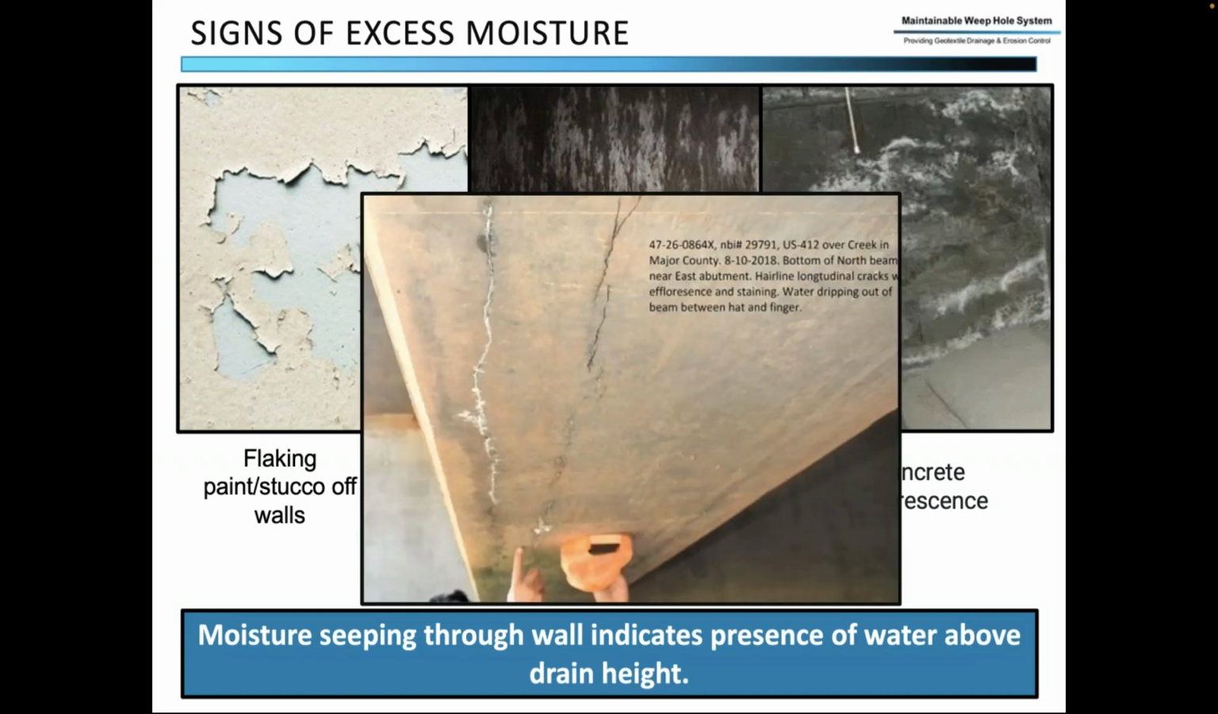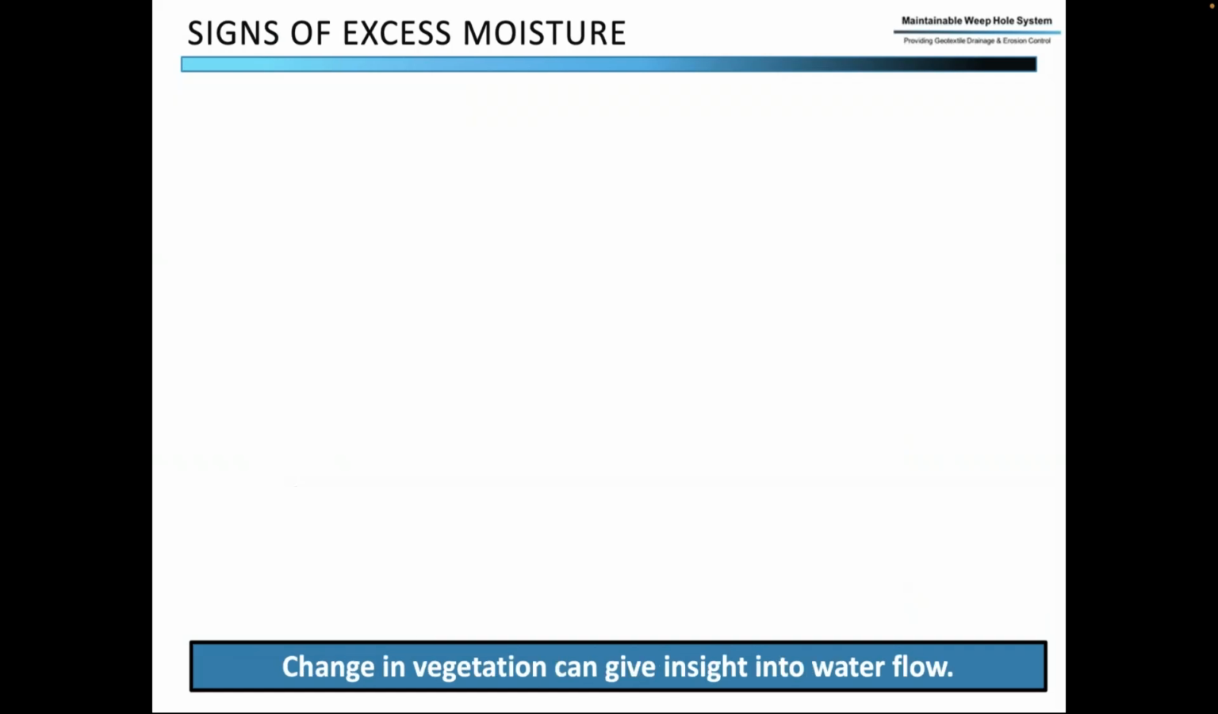Cracks. This happens to be a beam on a bridge abutment, a pre-stressed concrete beam. Water was getting inside the beam from behind the abutment and causing cracking along the beam.